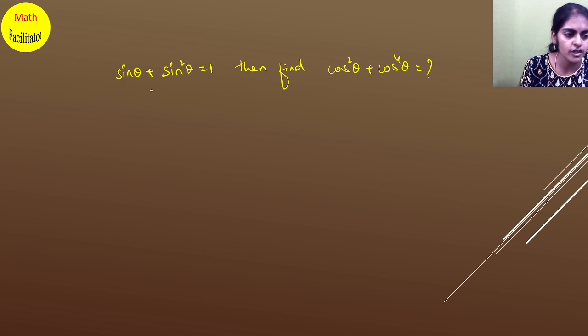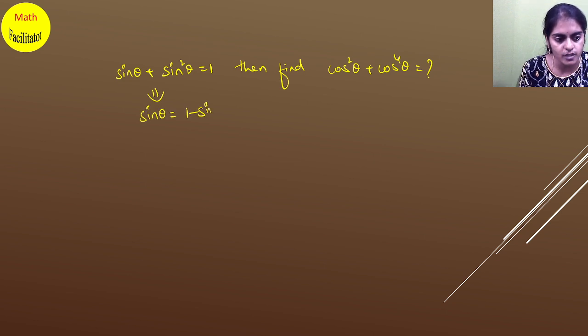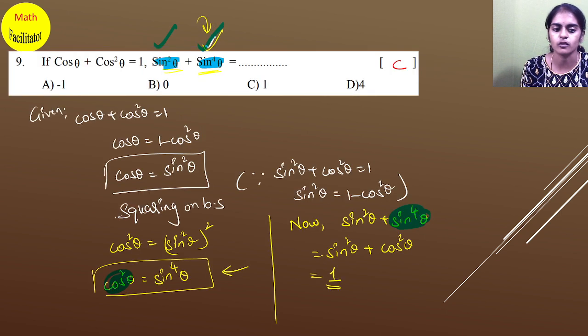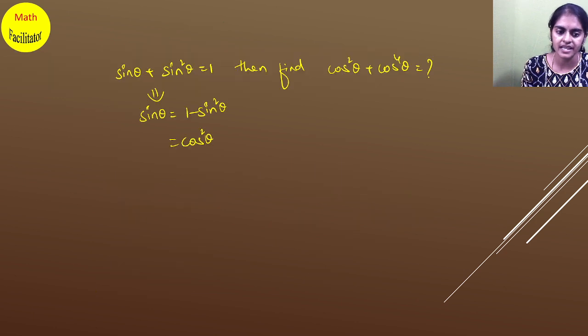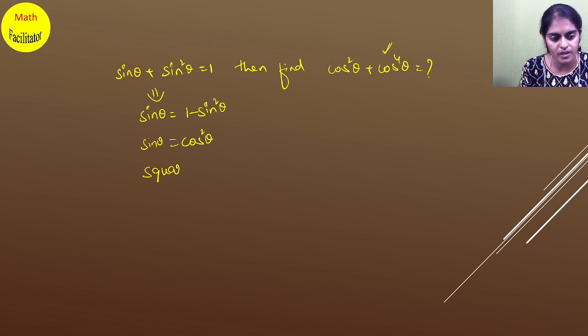The same model. What you are going to do is here you will write sin theta equal to 1 minus sin square theta. 1 minus sin square theta is cos square theta. Yes or no? 1 minus sin square theta is cos square theta. Right? So this is nothing but sin theta. But you want cos power 4 theta. So what will you do? You will square now. Squaring, so sin square theta equal to cos square theta whole square is cos power 4 theta.